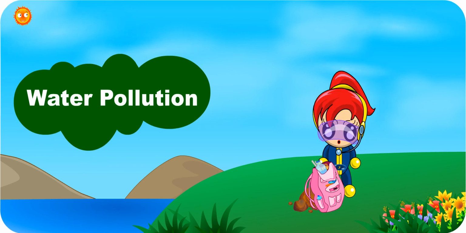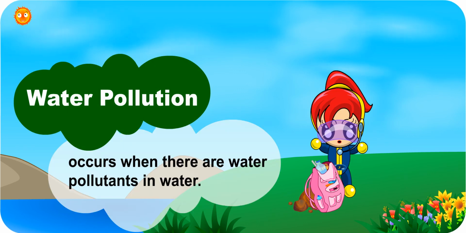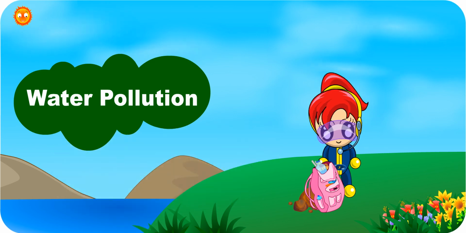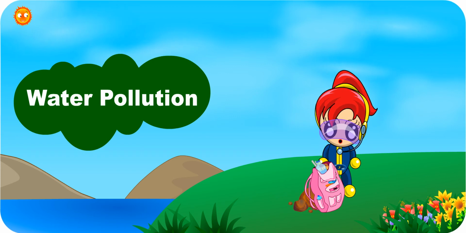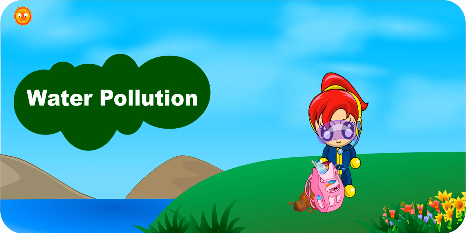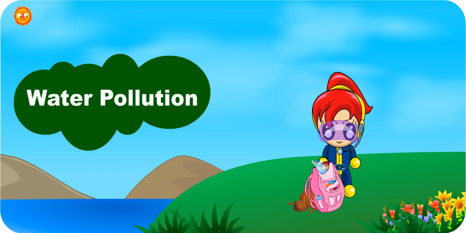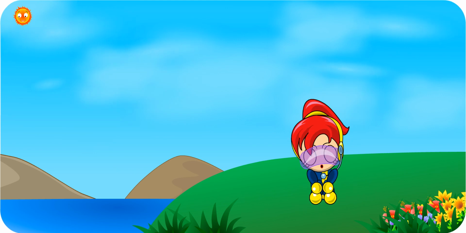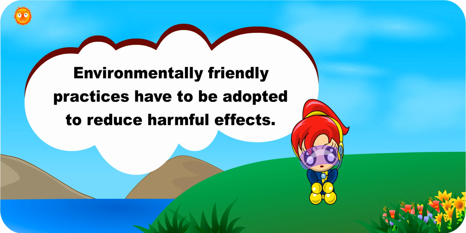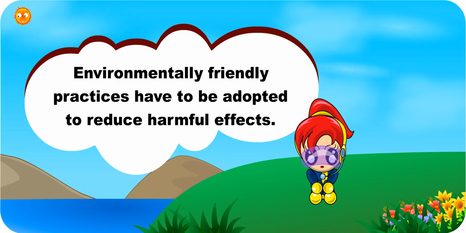Let me guess. Water pollution occurs when there are water pollutants in water. Very clever. Can you give me an example of water pollutants? Let me think. I know, the litter which people throw along the beaches. Very good. That's horrible. Men will have to adopt practices which will prevent the environment from being harmed and causing deaths of organisms. Absolutely. I cannot agree more.